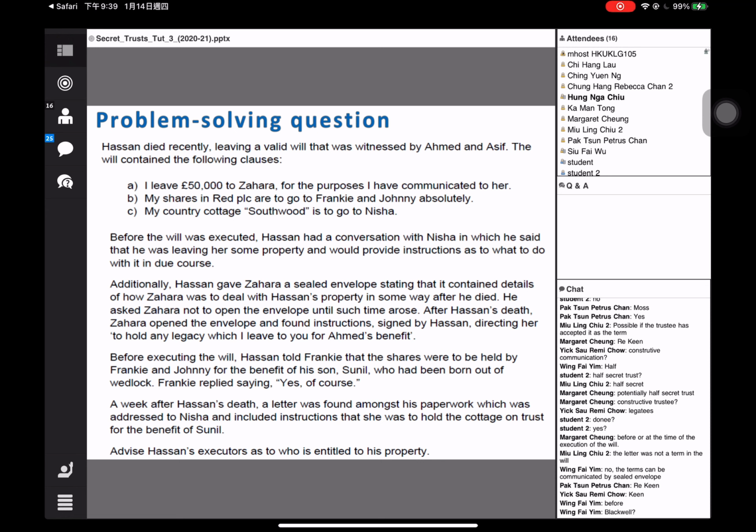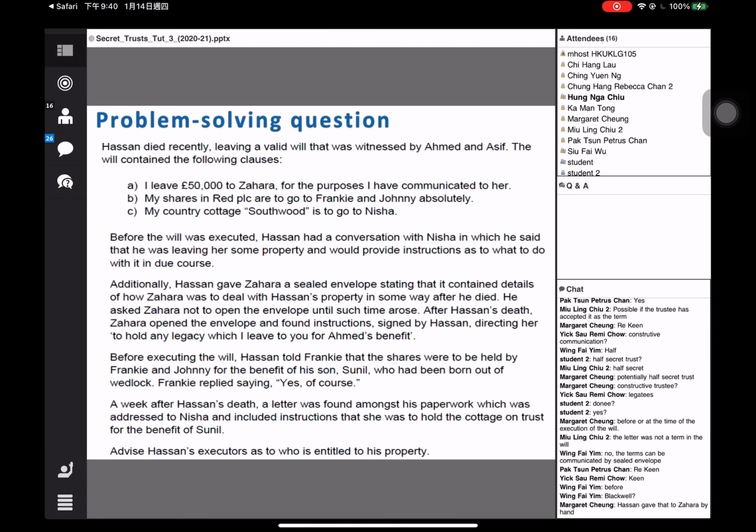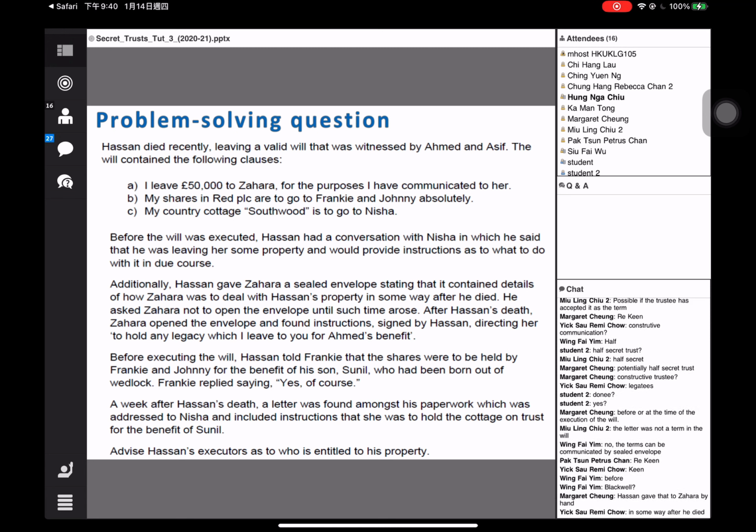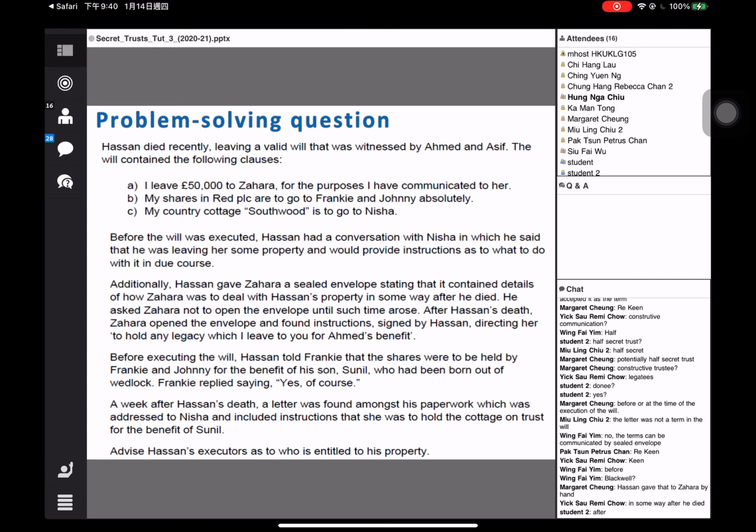No, we're talking about the facts now. We're applying the law to the facts. That's when Blackwell has authority for saying yes, it should come before or at the time of the execution of the will. But I'm asking you on these facts, when did Hassan give the envelope to Zahara? Well, no, he didn't hand it to her. She read it after he died.